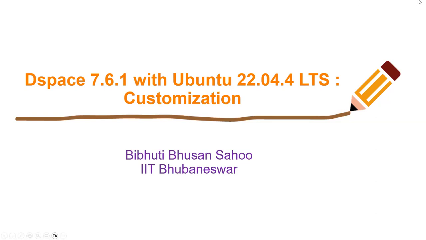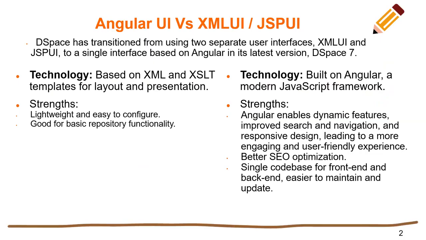Earlier, many of you might have heard about the XML UI and JSP UI. DSpace has transitioned from two separate user interfaces, UI meaning user interface, to a single interface called Angular in its latest version, that is, DSpace 7 onwards.